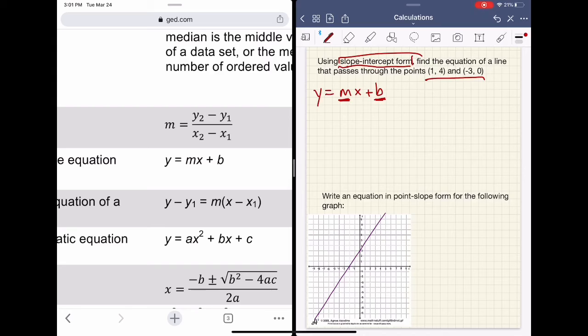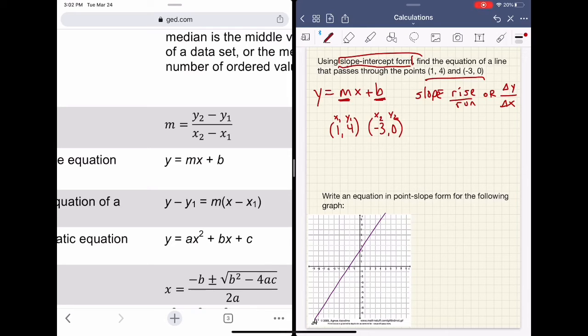So let's find m first. M is slope. Slope equals rise over run, or change in y over change in x. Okay, and I forgot my e on slope there. All right, so we're given 2 points. We're given 1, 4 and negative 3, 0. So we can just plug those in as, this is our first coordinate, so that's x1, y1, and this is our second coordinate, x2, y2.